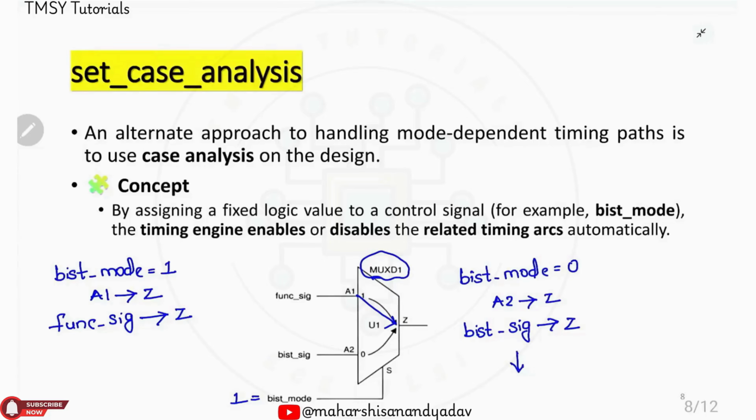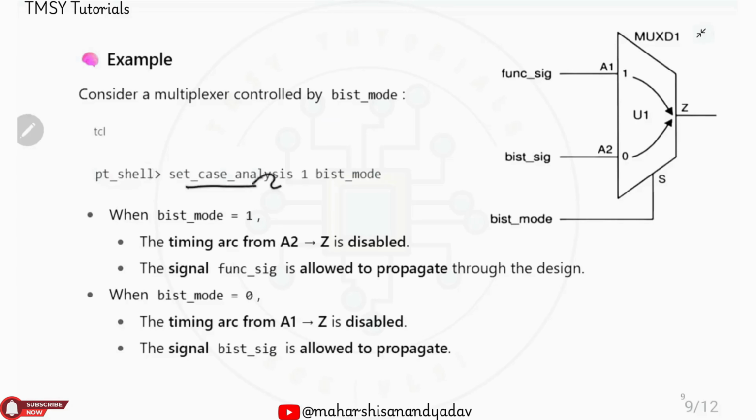Now for this we need to write the constraint. So you can see here, consider the example. Consider the multiplexer controlled by BIST mode. Here this thing is controlled by BIST mode, which is called a selection line. In PrimeTime we need to write like this: set case analysis 1 for BIST mode. So whenever you are applying 1 here, this A1 will be connected to Z.